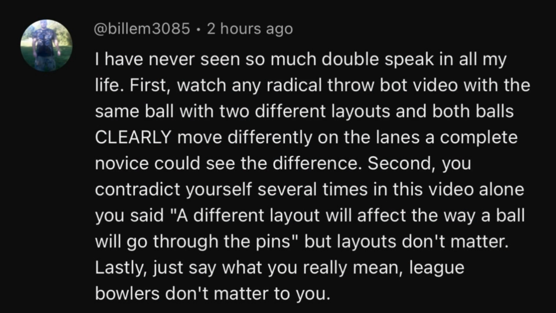The one comment I want to address is this one. It says, "I've never seen so much double speak in all my life. First, watch any Radical Throwbot video with the same ball with two different layouts and both balls clearly move differently on the lanes. A complete novice could see the difference. Second, you contradict yourself several times in the video alone. You said a different layout will affect the way a ball will go through the pins, but layouts don't matter. Lastly, just say what you really mean. League bowlers don't matter to you."